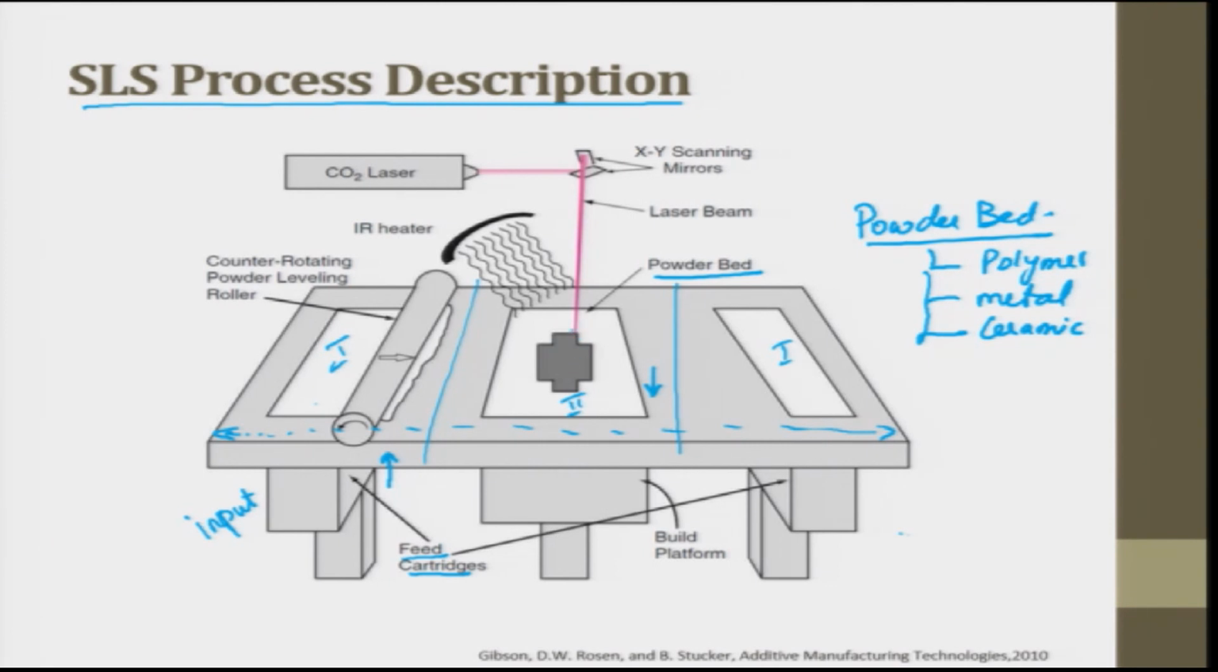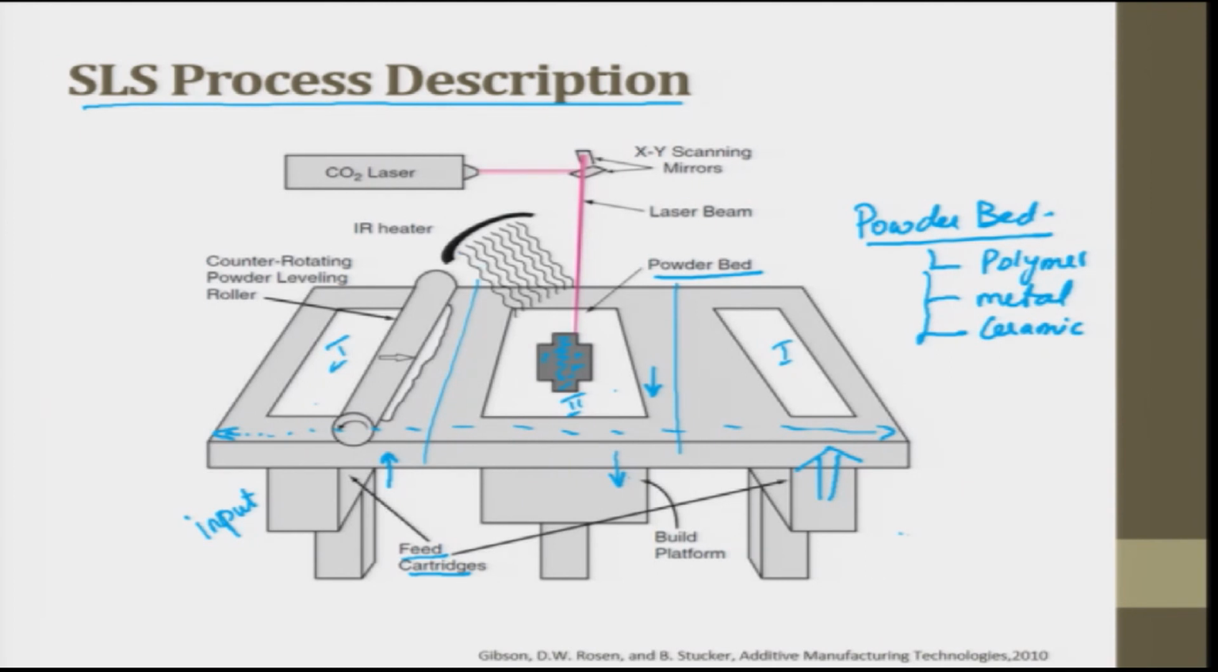When it hits, it does the boundary and also the internal hatching. This forms one layer of information. Now the table will sink down by one layer. The roller on the other side will start pulling up powder from the feed cartridge and keep moving. Once the powder bed sinks down, this cartridge will rise by a corresponding layer thickness. Now the powder from this side will be spread on top of the powder bed, and this keeps happening continuously. Finally, layer by layer of selective sintering happens, and you get a product.